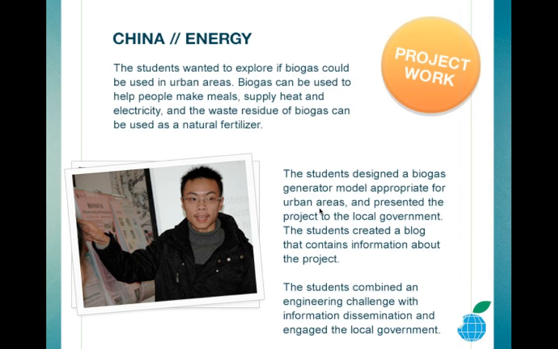So the students designed a biogas generator model appropriate for urban areas and presented the project to the local government. Stakeholders involvement: the students created a communication blog that contains information about the project. So you can see here is total working with others. The students combined an engineering challenge, biogas, with information dissemination and engaged the local government. So here we see the elements mentioned before. And let's see another one.